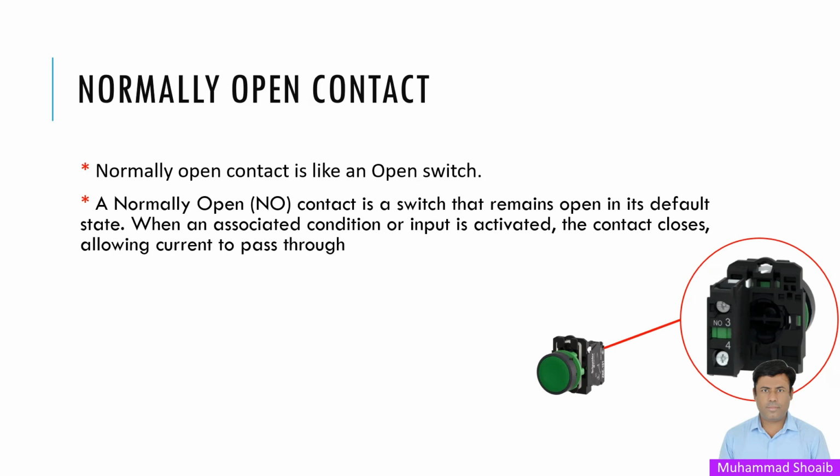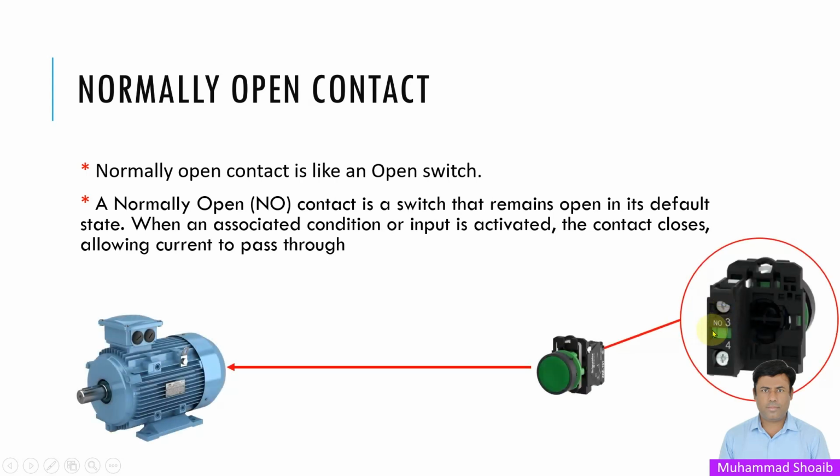For example, we have a switch or push button, and in the push button, you can see here we have a NO contact. If we want to control a motor, in the normal state current will not pass through the switch. Current will only pass through the switch once we press the push button. Once we press it, current will pass through this push button and it will turn on the motor.